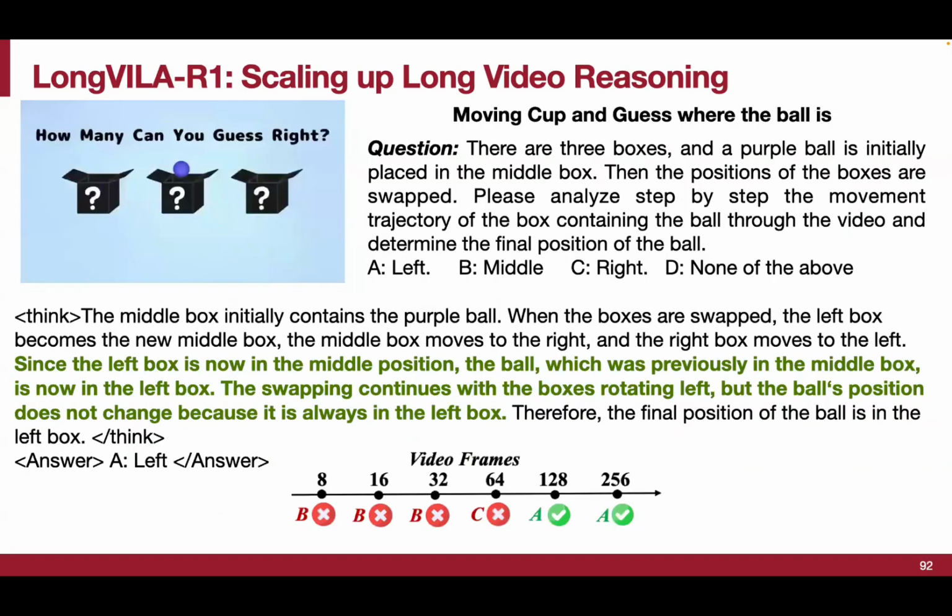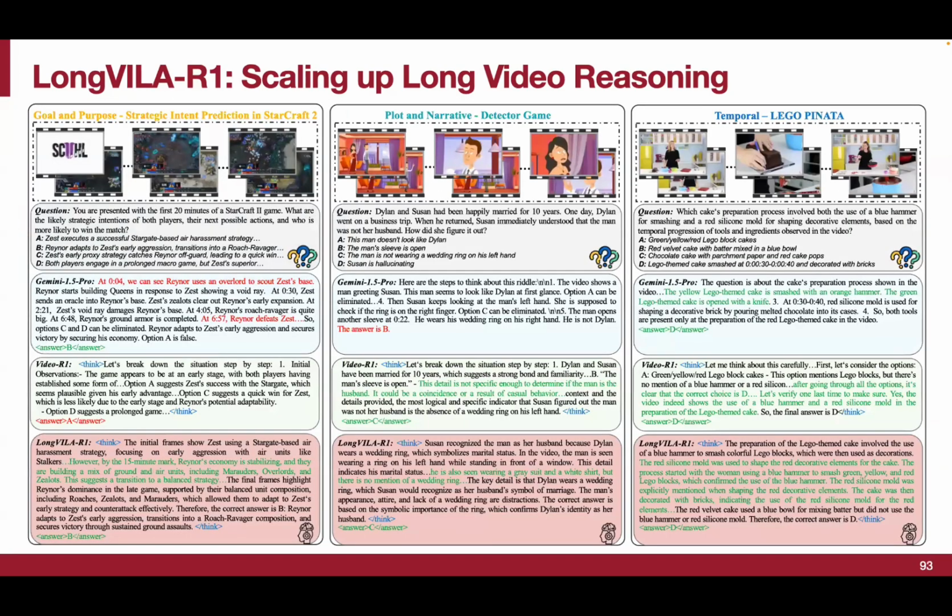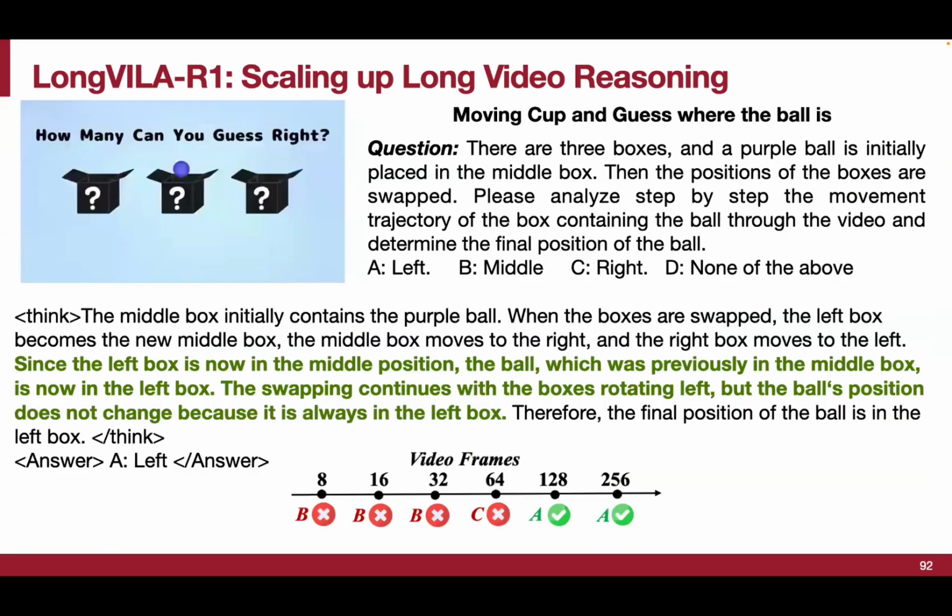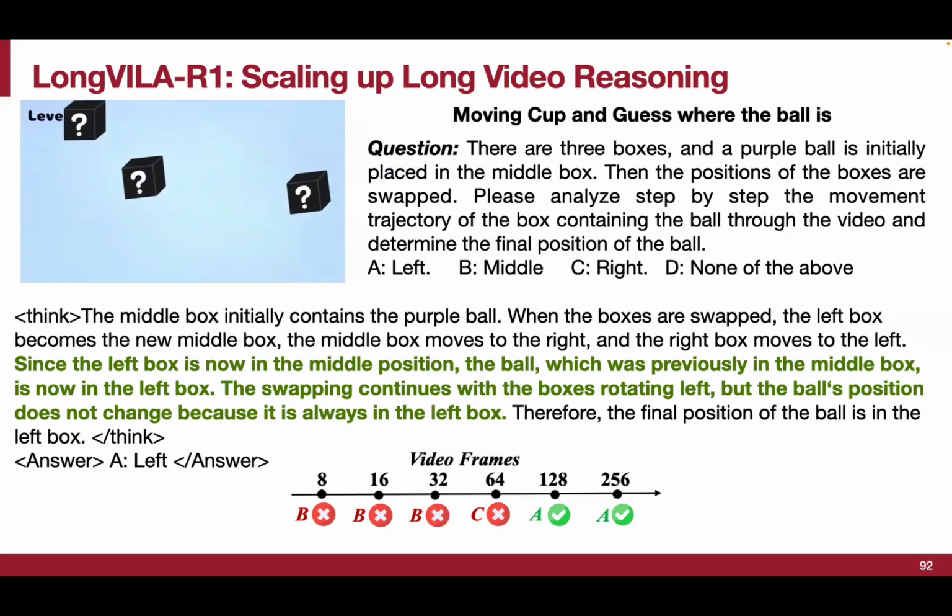And there's another example where we are moving the boxes. Let's watch the video as the last demonstration. So there are several cups, and there are several boxes, and there is a ball. There are 3 boxes. A purple ball is initially placed in the middle box. The positions of boxes are swapped. Please analyze the step-by-step movement trajectory of the box containing the ball through the video and determine the final position of the ball.